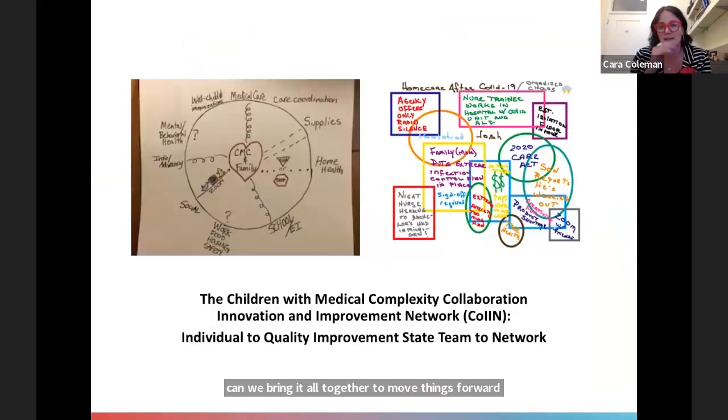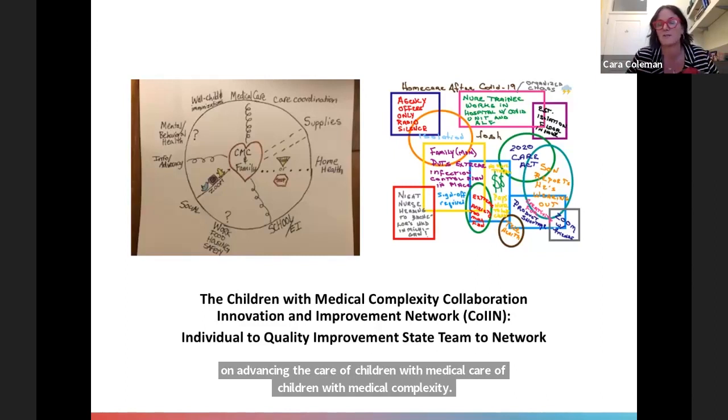So a few different examples of care maps. I was a part of the Children with Medical Complexity Collaboration Innovation Improvement Network. I probably have the I's switched in there, but anyway, you may have heard of such a network like this. They're called the COINs for short. This was the first one that was focused on, and HRSA funded as well, focused on advancing the care of children with medical complexity. And it was 10 state teams doing over 4 years, and we got an extension for a 5th year quality improvement project.